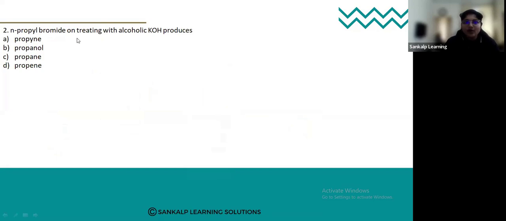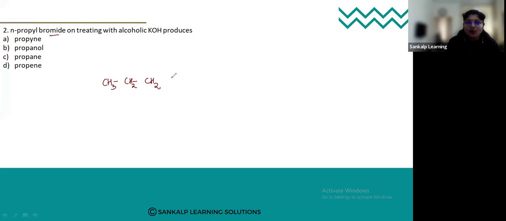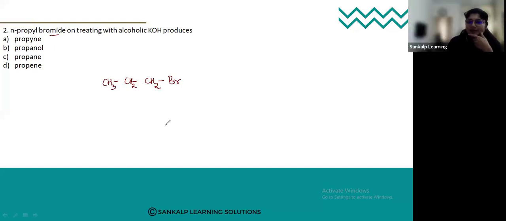N-propyl bromide on treating with alcoholic KOH produces. Now let us write the structure of N-propyl. Propyl means 3 carbon atoms, right? So it is CH3, CH2, CH2 and Br. N-propyl means it is a straight chain, so we are writing the compound in a straight chain.